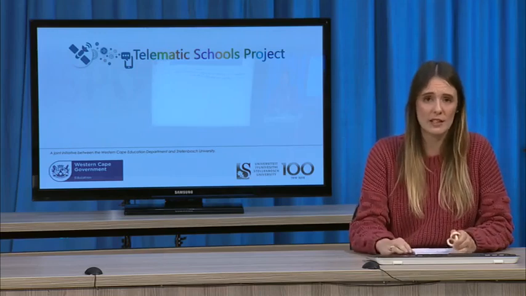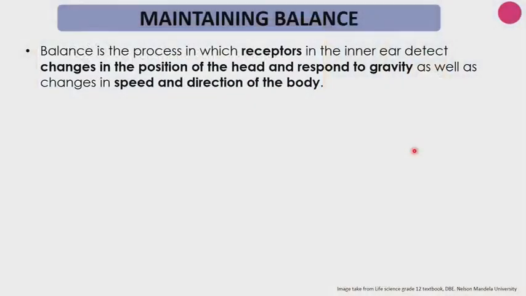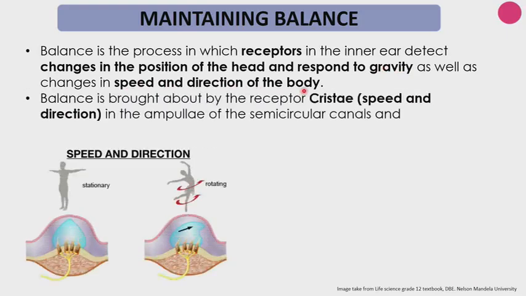Okay, so on the slide, it says that balance is the process in which receptors in your inner ear will detect the change in the position of your head with response to gravity. So that's one receptor doing that function. And also the change in the speed and direction of your body. That's the other receptor. Now, the first receptor, the cristae, which you can see are located on the slide there in the ampulla, they are responsible for detecting a change in speed and direction.